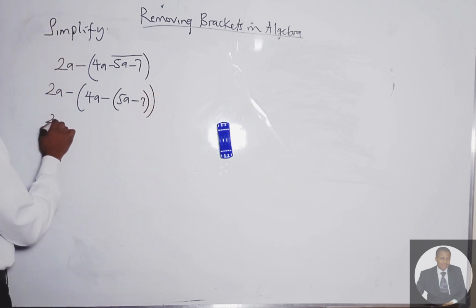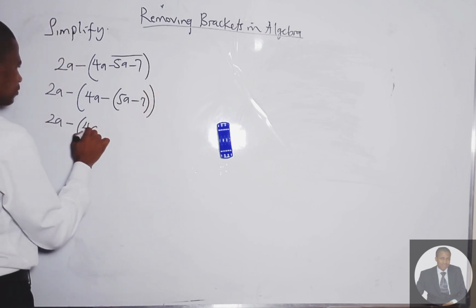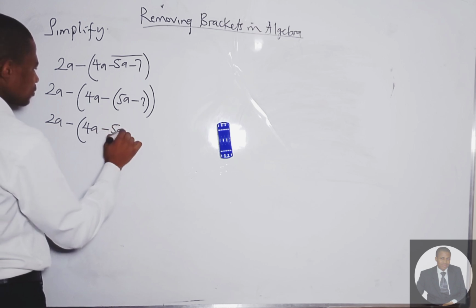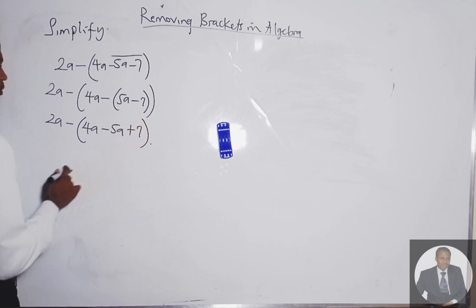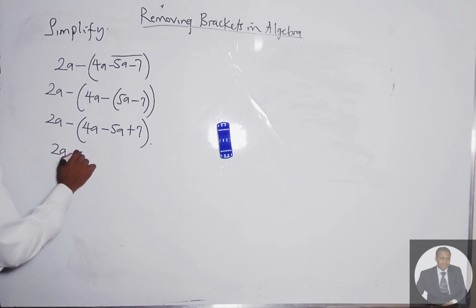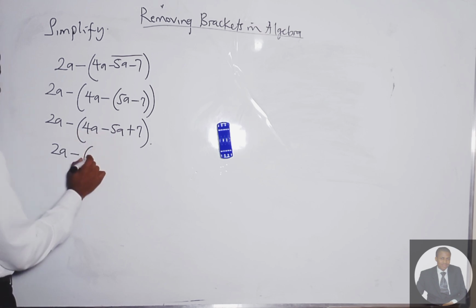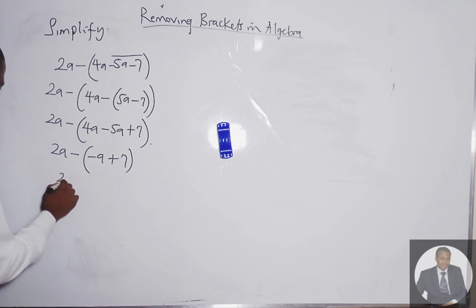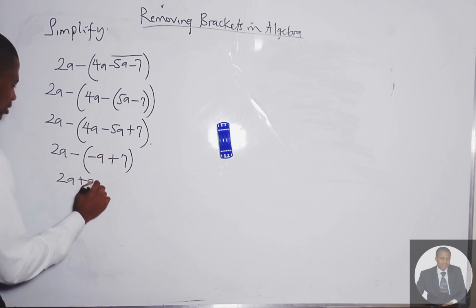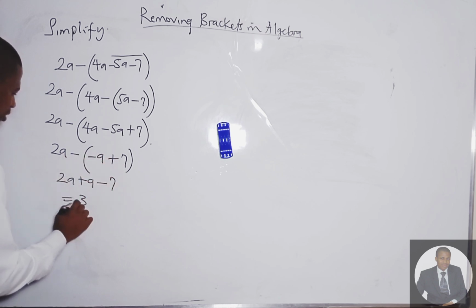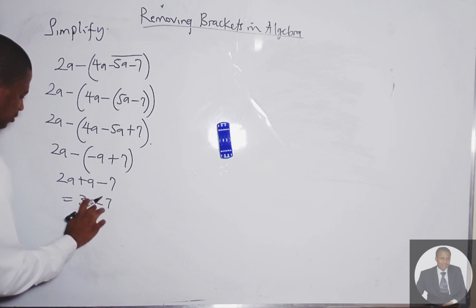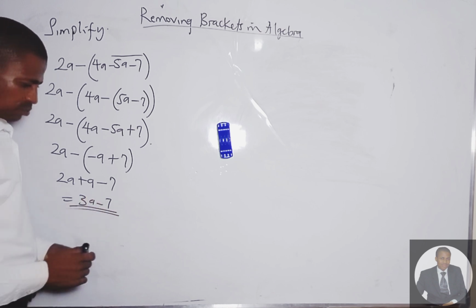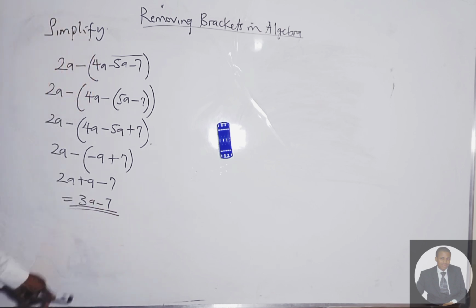Then let's do what is 2a minus 4a minus 5a, that's minus a plus 7. And we can open the bracket now. 2a minus times minus is plus a, minus times plus is minus. That will give us 3a minus 7. This will be our answer over here.